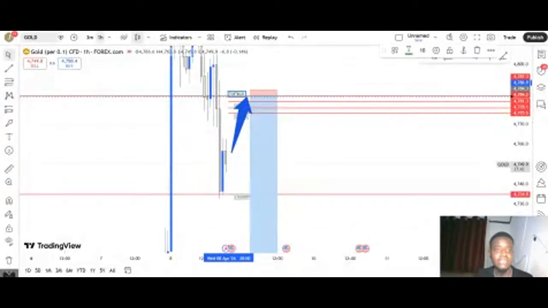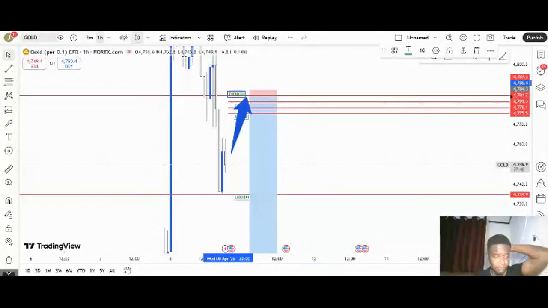So my stop loss is usually 30 pips stop loss. I usually only risk 30 pips per setup.